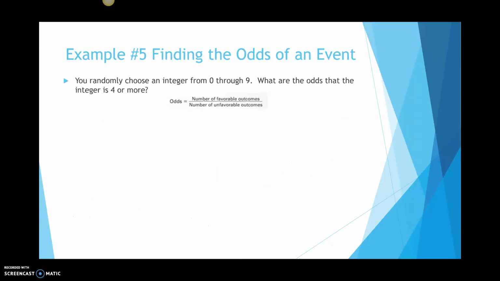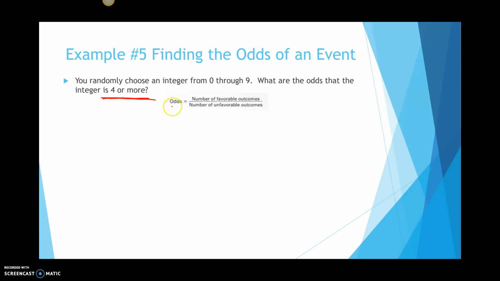Okay, we have 2 more examples here. Next, example number 5, finding the odds. Here we're going to look at odds of an event. You randomly choose an integer from 0 to 9. What are the odds that the integer is 4 or more? Does that mean you can include 4? Yes, you're including 4 or more.